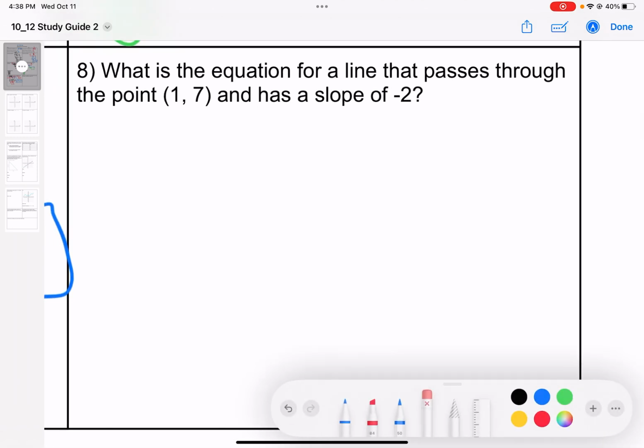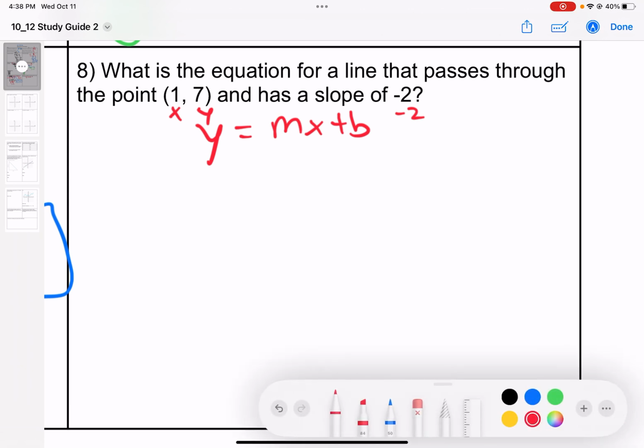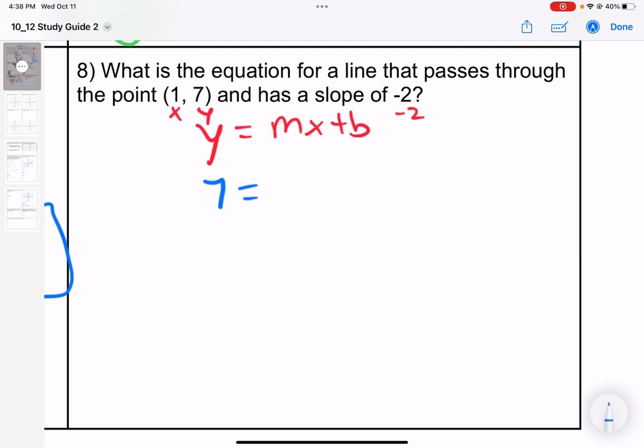7 and has a slope of negative 2? Well, this time it gave us the slope. So I'm just going to plug all of this information into y equals mx plus b, right? Here's y, here's x, here's negative 2. So I just need to find the y-intercept. To do that, I plug in the 7 to y. I plug in a negative 2 to m, a 1 to x, and I can solve for b.